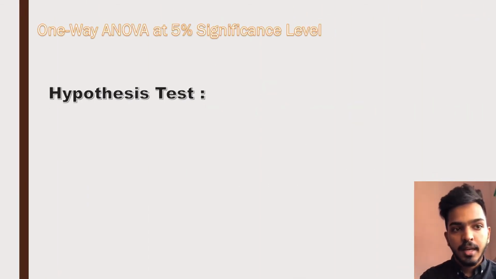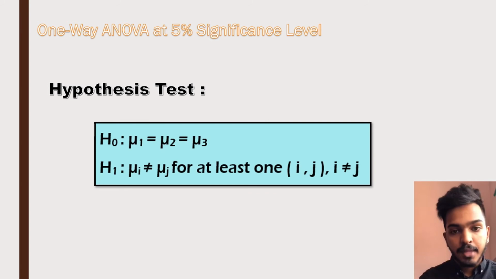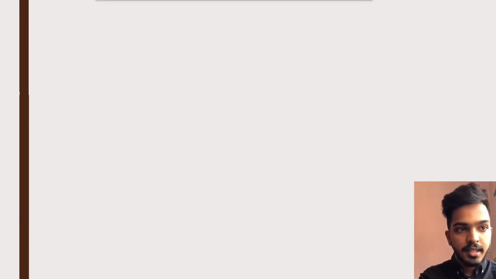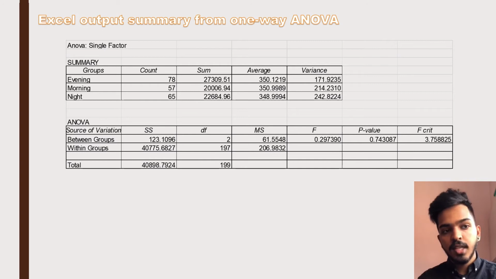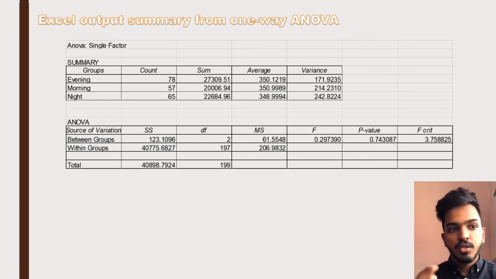As you see, the hypothesis test is as stated in the slides, and we will go on with the Excel output of the summary. We will use Excel and differentiate the groups into 3 shifts, which are evening, morning and night shift. So from that we can proceed. We click the data, and through Excel we'll get the ANOVA table, with the source of variation between the groups and within the groups, and the total.